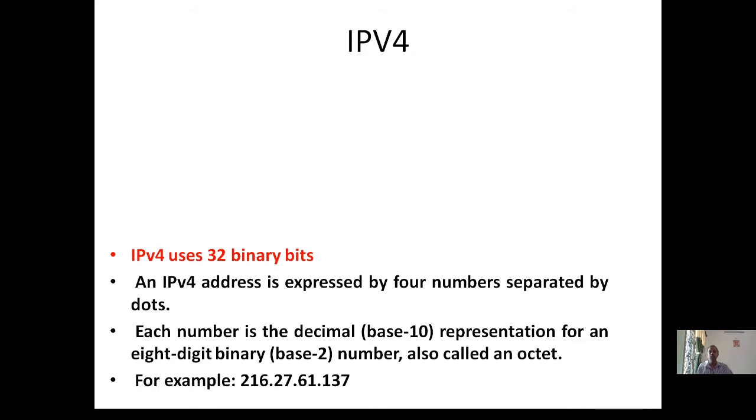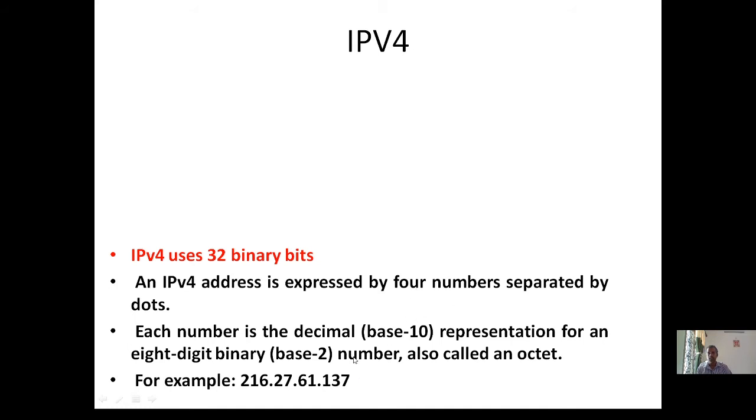An IPv4 address is expressed by 4 numbers separated by dots. Each number is in decimal representation. For example, this is an IPv4 address: 216.27.61.137.